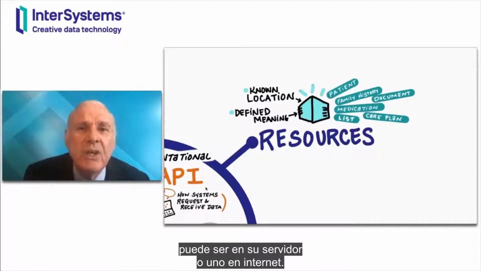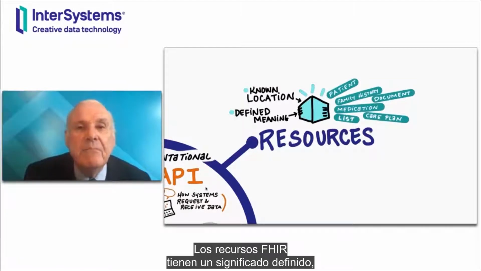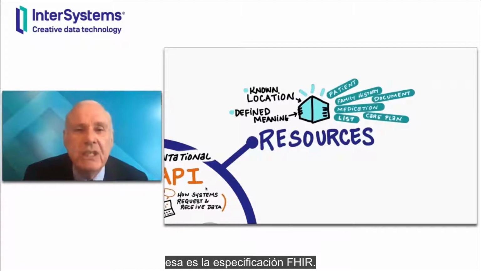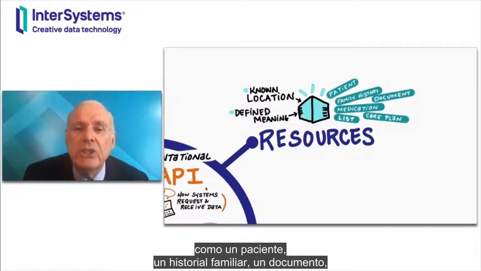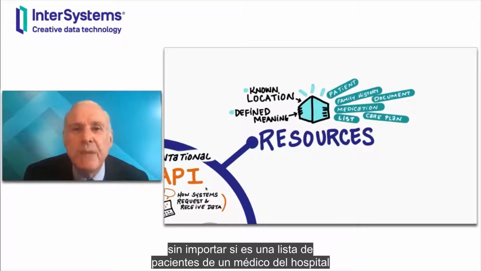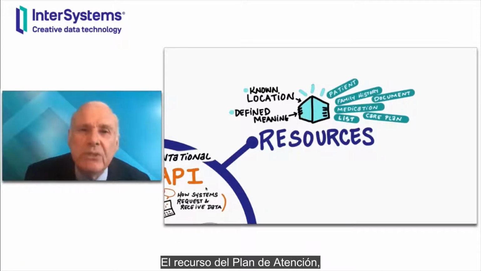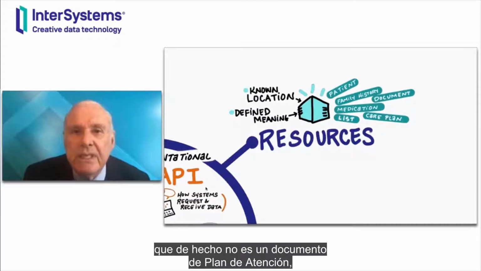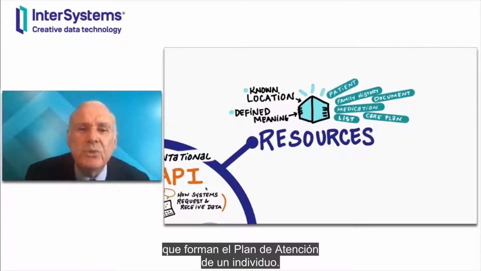It might be your server or a server on the internet. FHIR resources have a defined meaning. That's the FHIR specification. And FHIR resources are discrete data concepts like a patient, a family history, a document, a medication, a list. And FHIR uses the same resource, whether it's a list of patients a practitioner has in the hospital or a list of medications. And the care plan resource, which is in fact not a care plan document, but a connector for all the pieces of data that make up an individual's care plan.